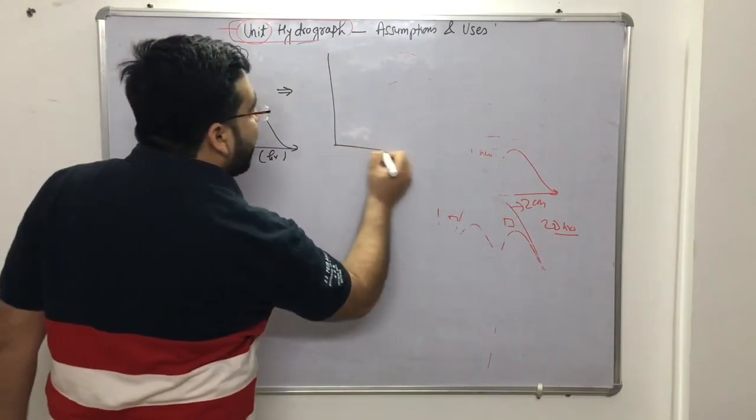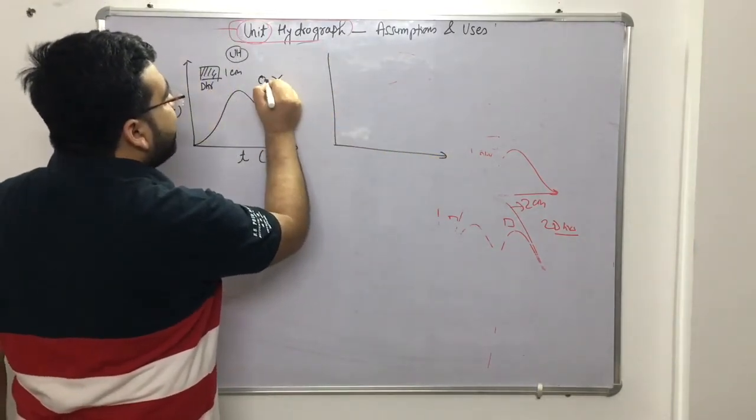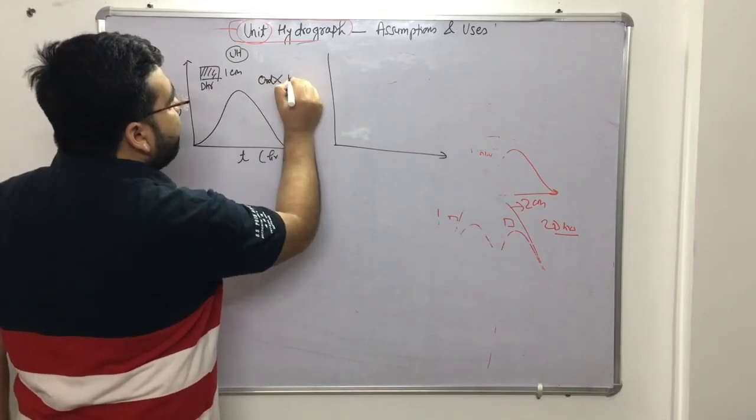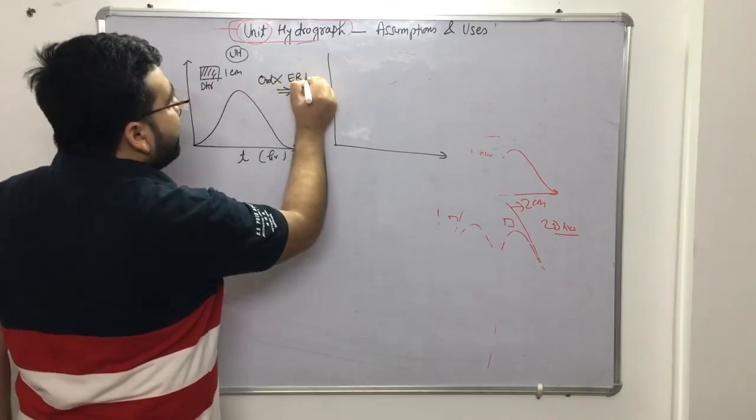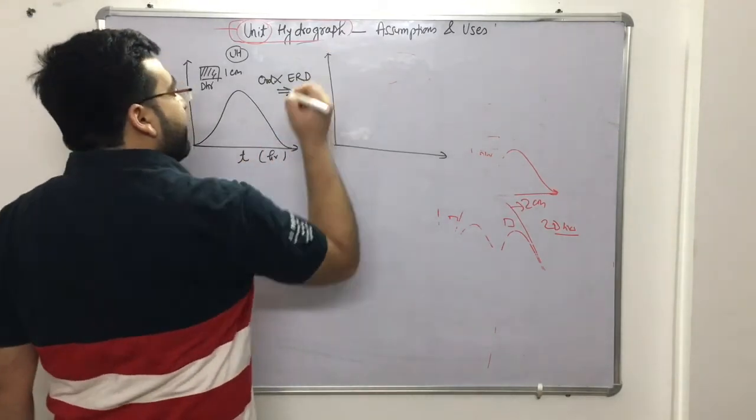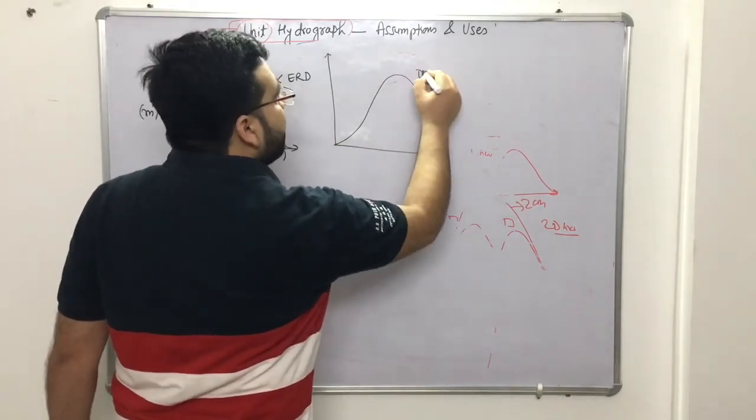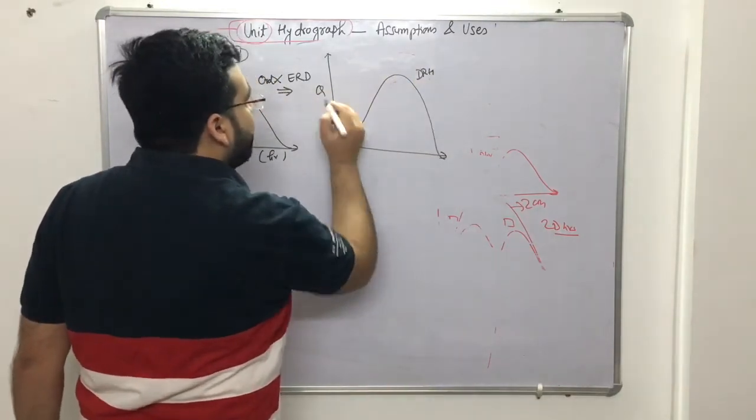So from the unit hydrograph, you have to multiply the ordinates by the effective rainfall depth. Effective rainfall depth means ERD, right? So now you will be getting your direct runoff hydrograph. This is your direct runoff hydrograph, Q and time.